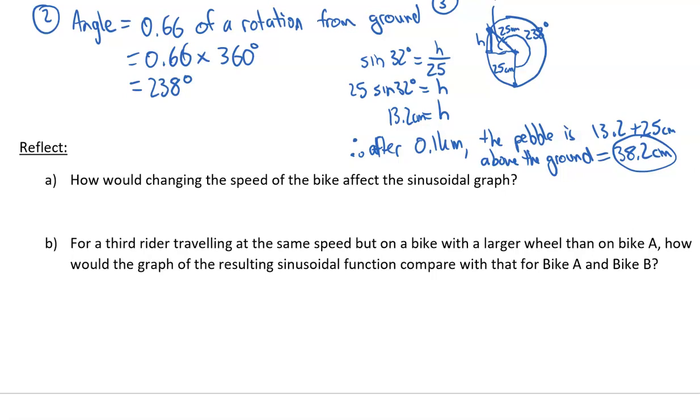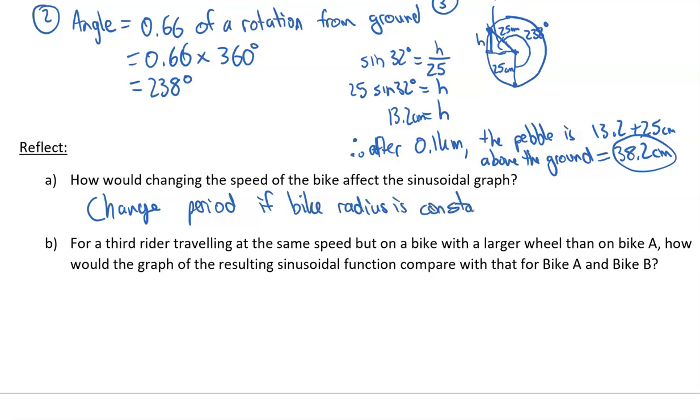Here's your answer. Changing the speed would affect the sinusoidal graph because that would change the period if the radius of the bike is constant.